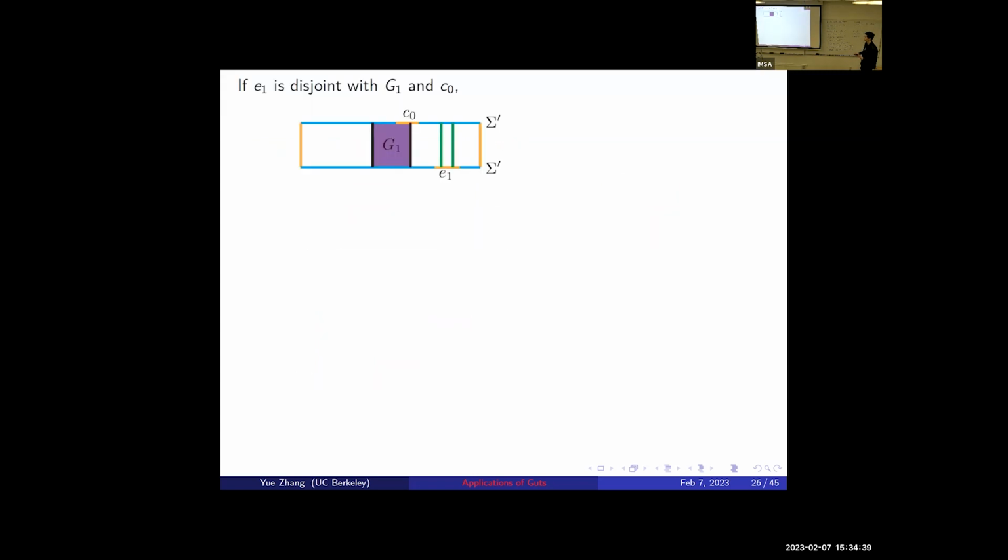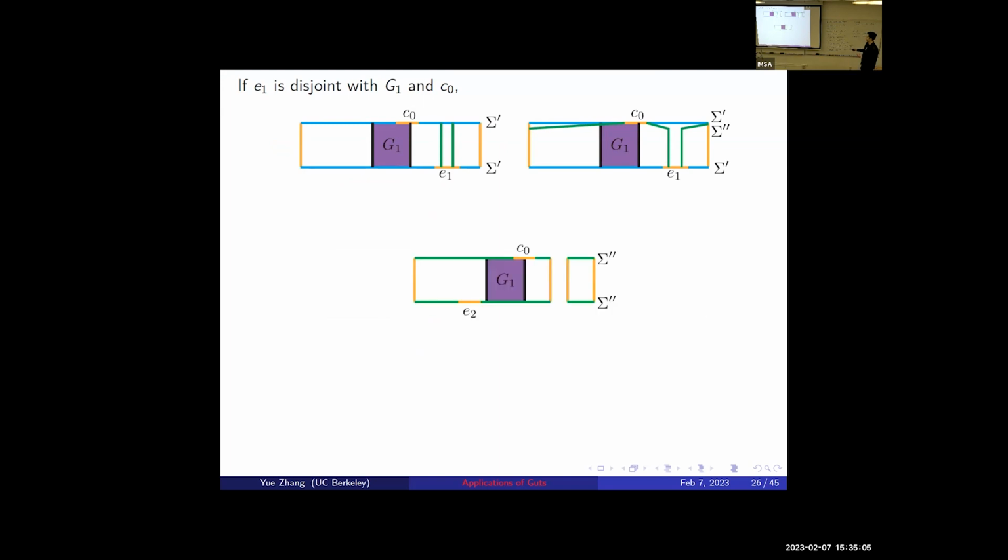So then, if E1 is disjoint from G1 and C0, you do the same operation. You just take an annulus and double it, remove this small blue interval, and then add these two green annuli to it to get a new sigma prime surface. Then instead of cutting along sigma, you cut along sigma prime. And this is the resulting manifold.